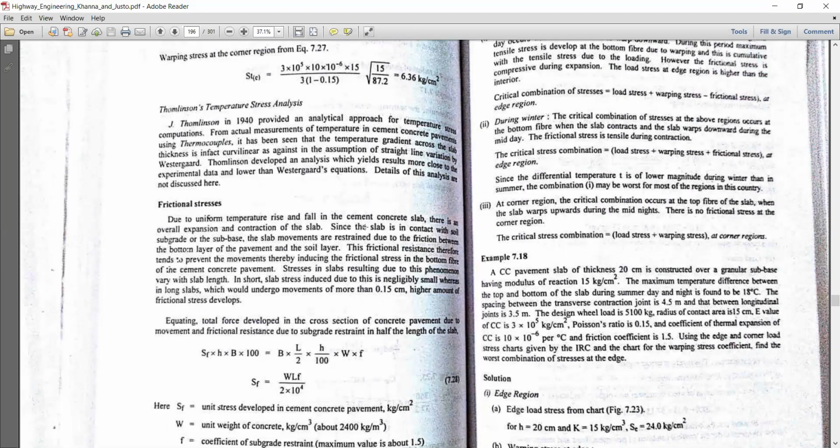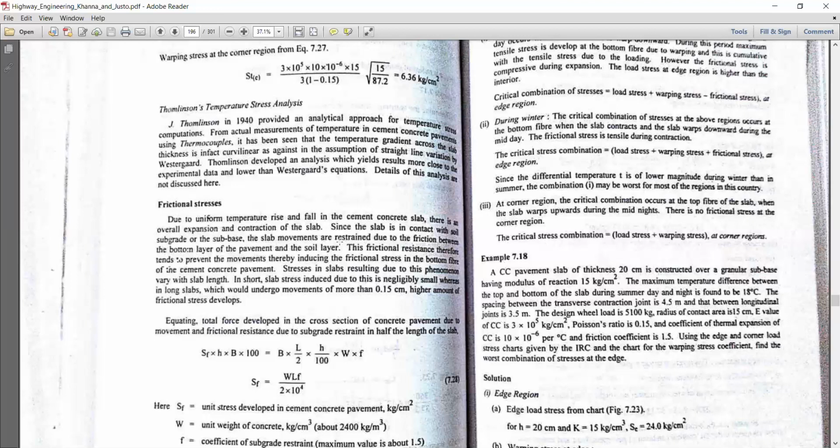If the concrete slab is constructed on subbase, then frictional stresses must develop between the concrete slab and the subbase. Usually, because of temperature variation, there is a chance of slab movement, and if there is proper friction between the two layers, then we can avoid the movement of the slabs. We can prevent the movement of the slab by inducing frictional stresses in the bottom layer of the cement concrete pavement. It means there should be friction developed between the bottom layer and the top layer.